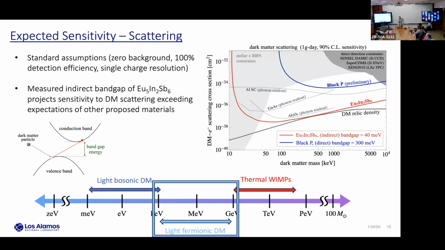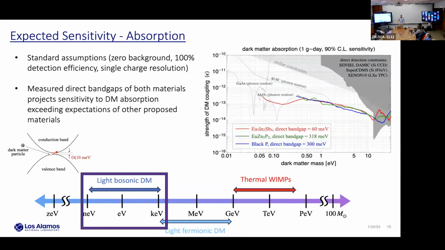This would be for the case of dark matter scattering. Very similar, this would be the case of absorbing the dark matter. We don't really need to go into the distinctions between the two, other than the fact that in both these scenarios, we see that we're on par with what other people expect from their novel experiments, and we're orders of magnitude better than what's existing.